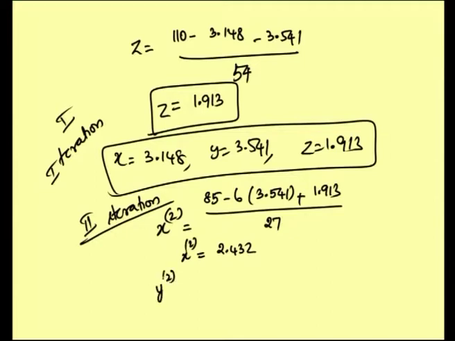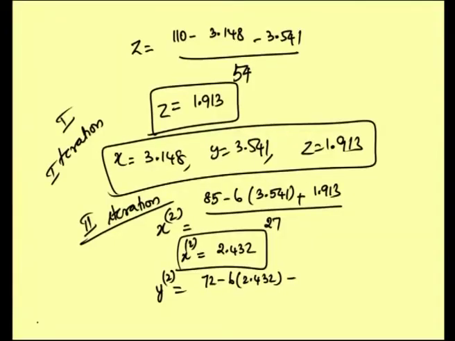Okay. Similarly, y2 is obtained by substituting the x2 value. 72 minus 6 into 2.432, that is, as and when the values are found out fresh, they have to be substituted, minus 2z, 2 into 1.913, that is, updated values are substituted, divided by 15, and this comes to be equal to 3.572, the y2 value. Similarly, z2 is 1.926. Likewise, the iterations are continued till two consecutive sets of iteration values are the same.